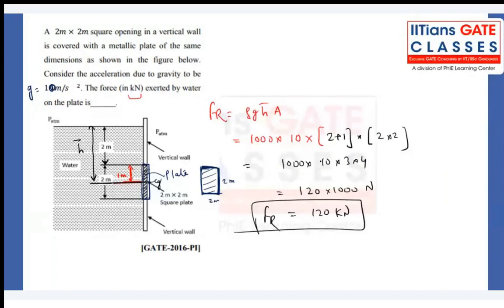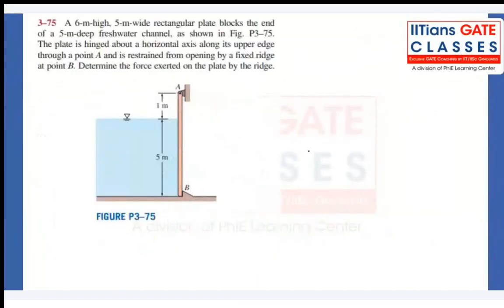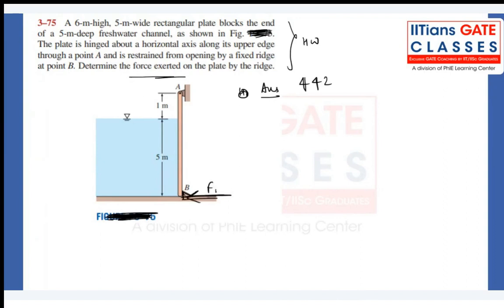Now, try to solve this particular problem as homework and note down the answers. They are asking the force exerted on the plate by the ridge. This is the ridge. What is the force being exerted by this ridge? So 442.81 kilonewton. That is the force exerted by the ridge. So you try to solve. I will discuss if you are not getting it.